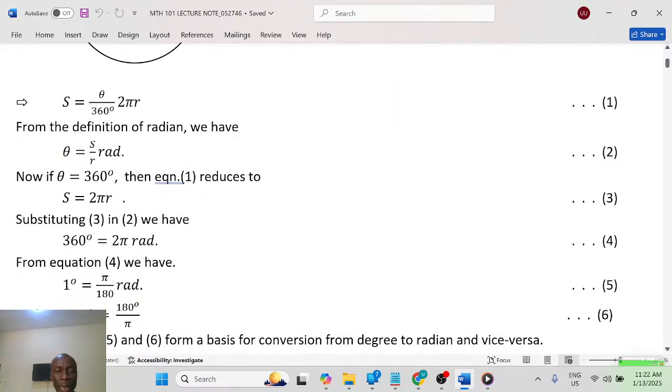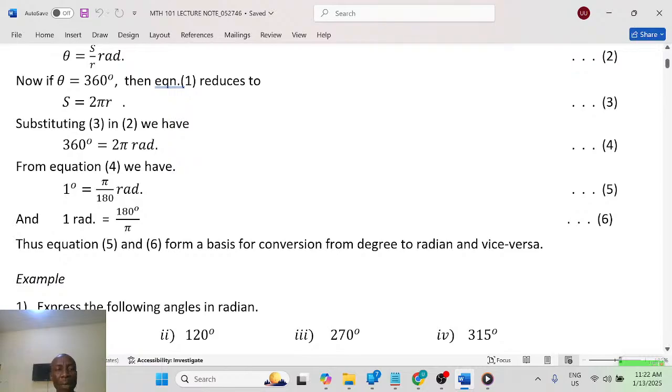You can see from the slide that I have displayed equations 5 and 6. Equation 5 is used to convert from degrees to radians, while equation 6 is used to convert from radians to degrees. 1 degree is equal to pi over 180 radians. 1 radian is equal to 180 degrees divided by pi. So those are the two simple ways we convert an angle from degrees to radians and from radians to degrees.